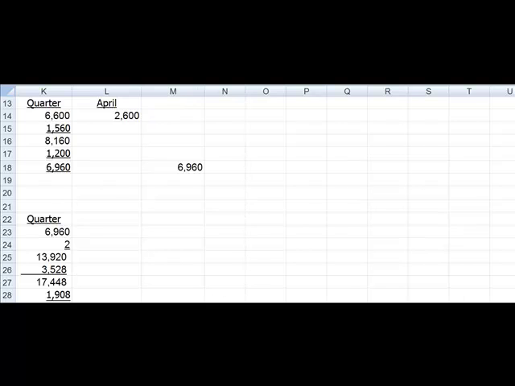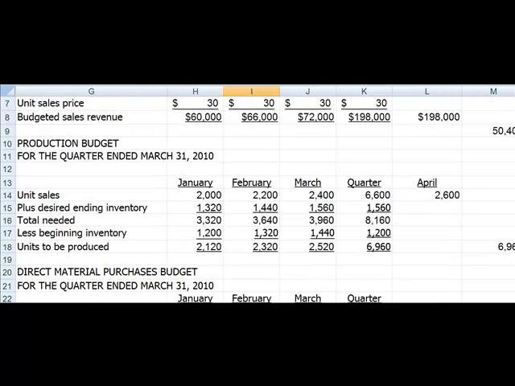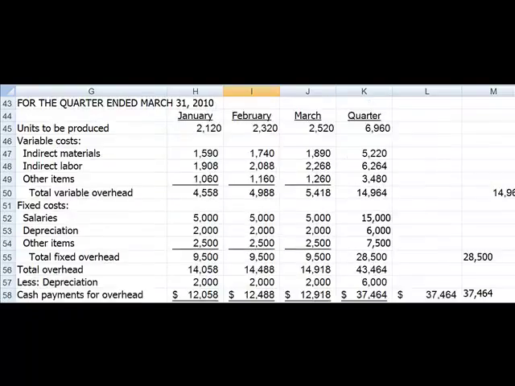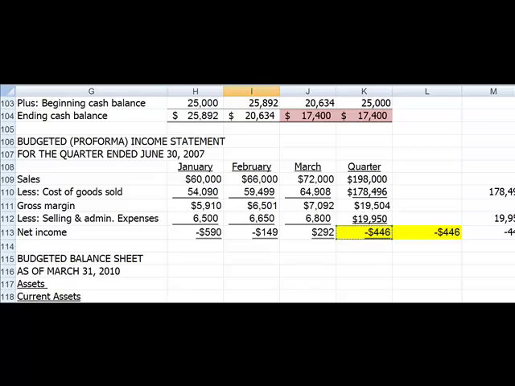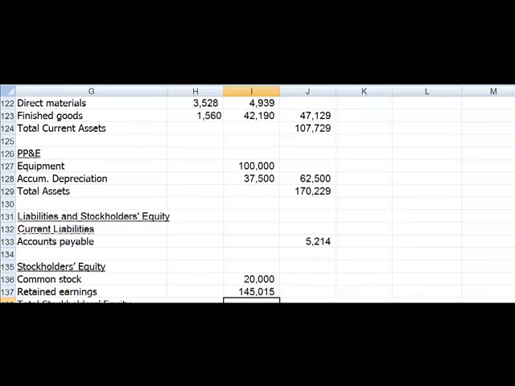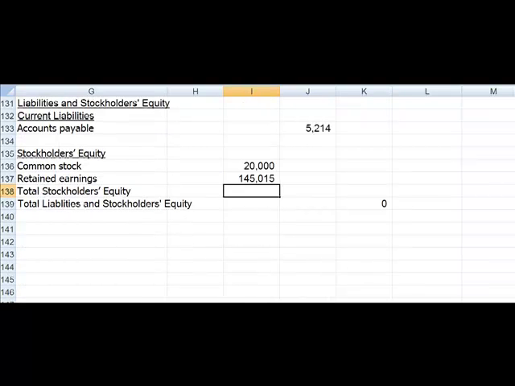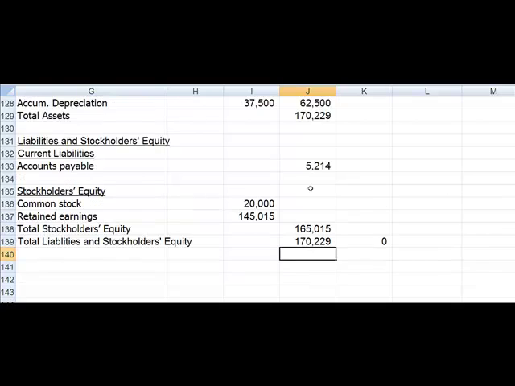And if you remember, we didn't have net income for the period. I'm going down to my income statement. We actually had a net loss, so it's going to reduce retained earnings for the period. Okay, I'm going to add those two together to get total stockholders' equity. And when I add that to my accounts payable, I will get total liabilities and stockholders' equity.